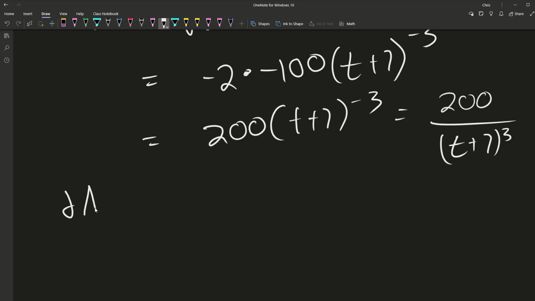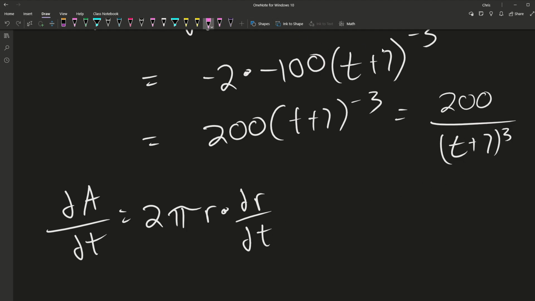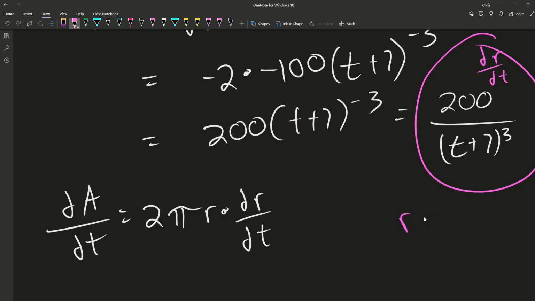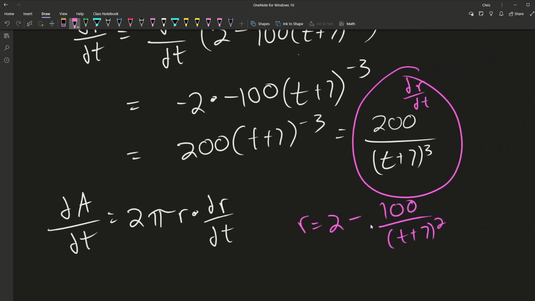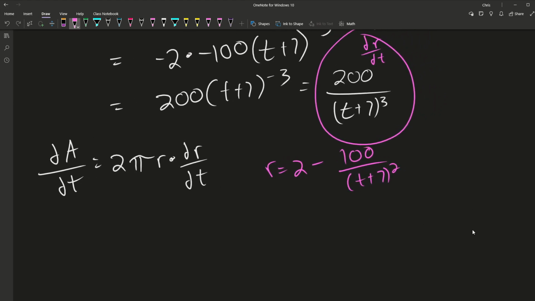We said that dA dt was 2 pi r times dr dt. This is my dr dt. And remember that r we were given as 2 minus 100 over t plus 7 squared. And now we can plug all of this stuff in.